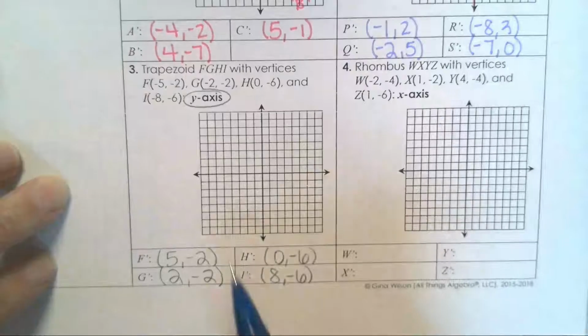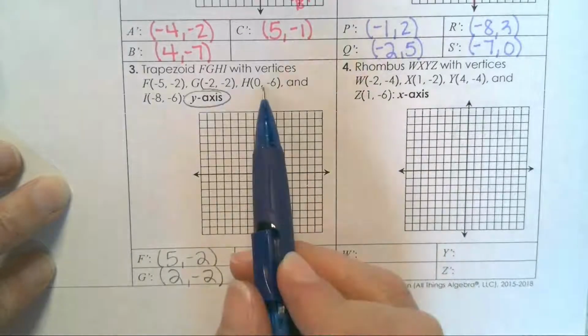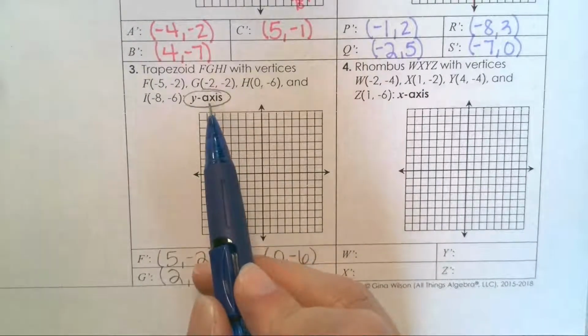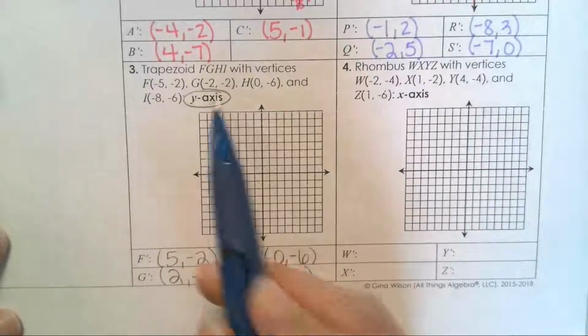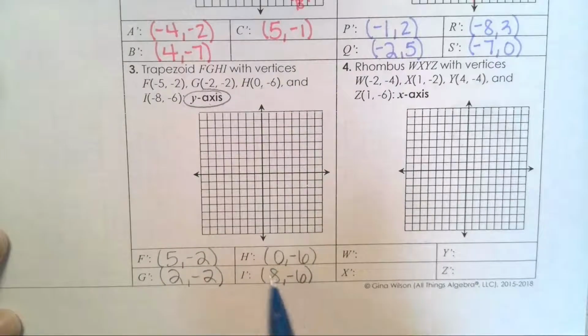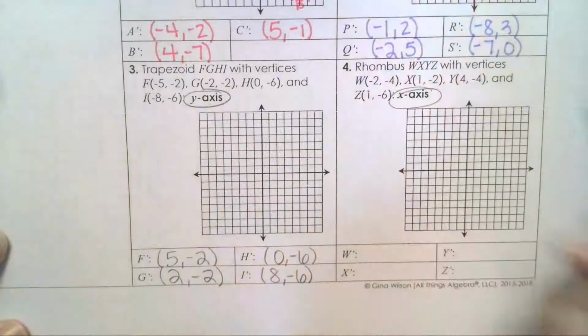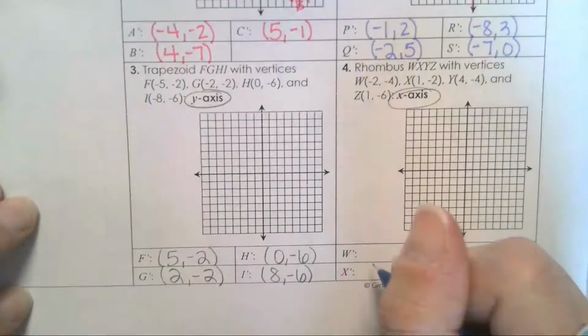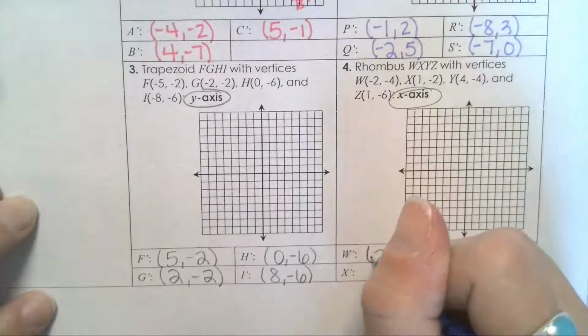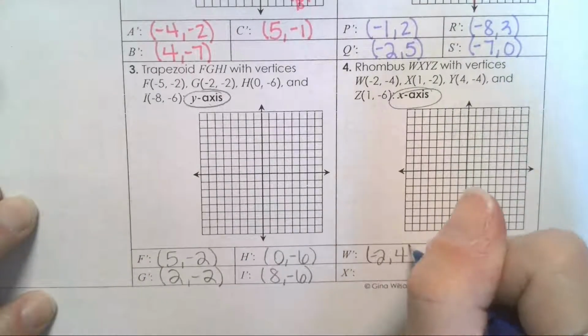So for this problem, when you have a point that is actually on the y-axis and you're reflecting, there's nowhere for it to go. It doesn't flip if it's on the line of reflection, so that just stays the same. Otherwise, all of the other x values changed. Now for the next one, we're flipping over the x-axis. So that's negative 2, 4.